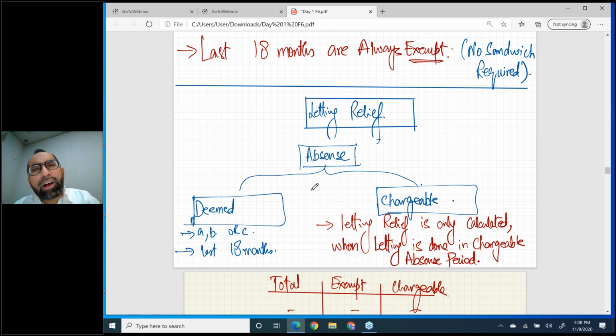Sir, if we let our house in the deemed absence period, then no letting relief, because the deemed period itself is a relief. In the deemed period you are already getting a relief, so no more extra relief. Okay, so letting relief is only available when you let your house in the chargeable absence period.